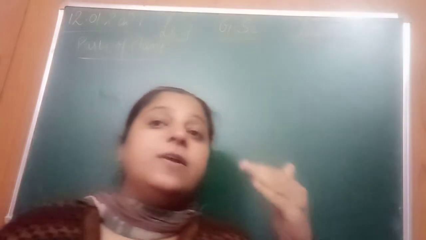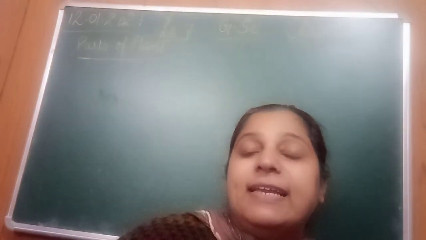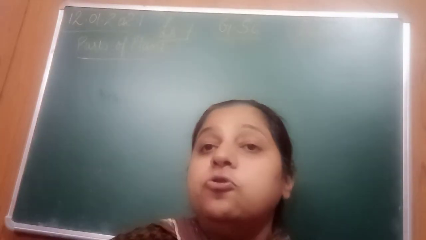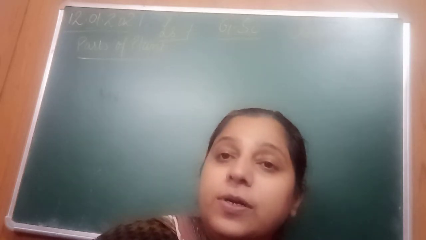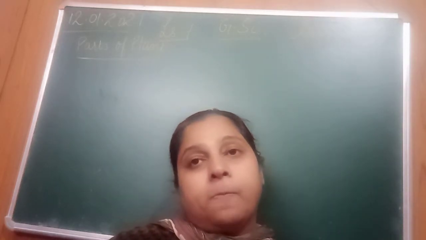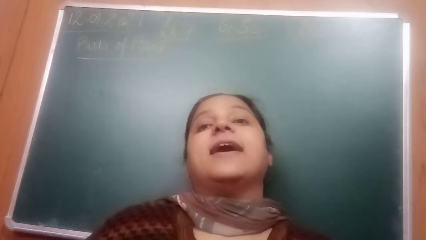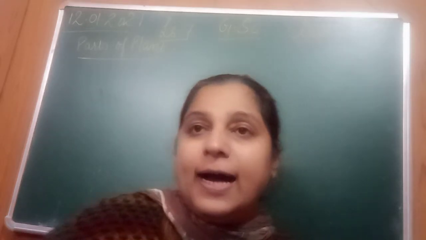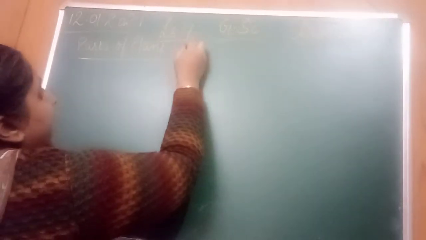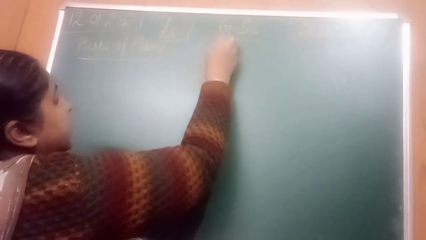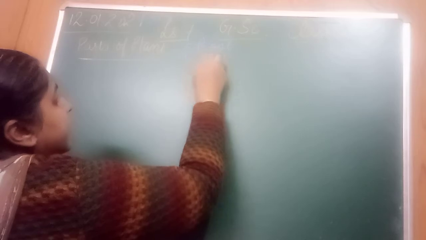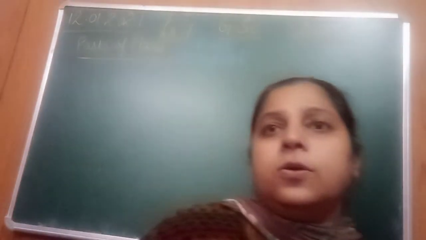Students, the body of the plant is basically divided into two parts, root and shoot. What I am saying is, plant body is divided into two parts, root and shoot. Hope you can understand this.